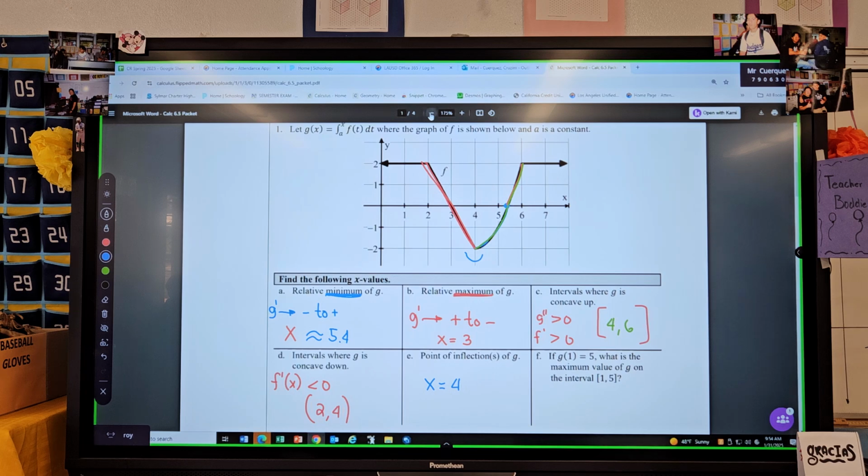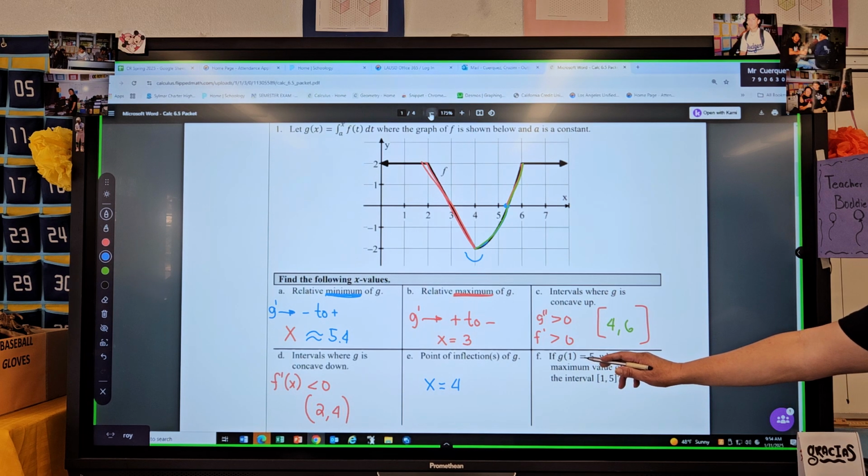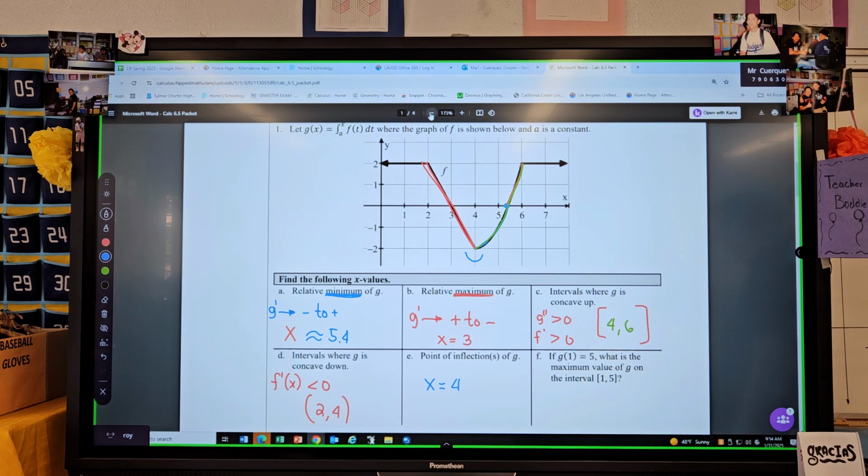So, moving on to letter F. If g of 1 is equal to 5, what is the maximum value of g on the interval from 1 to 5? It says maximum. From the table or from the graph, what do you think is the maximum value of the given graph?